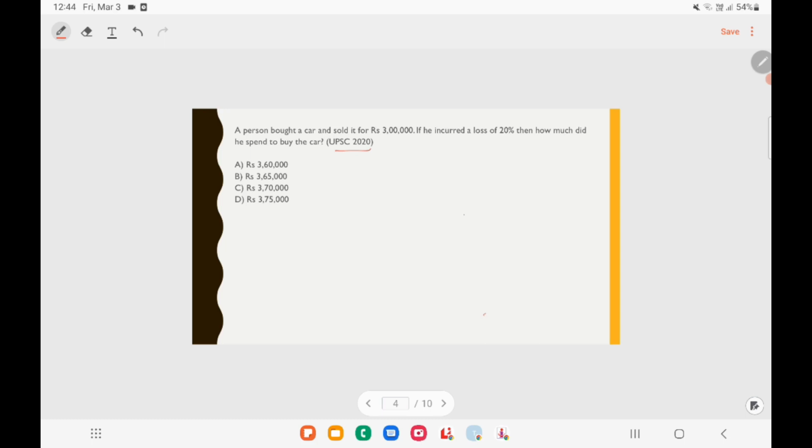A person bought a car and sold it for 3 lakh. That means here selling price is 3 lakh. If he incurred a loss of 20%, so his loss is 20%, then how much did he spend to buy the car? Now here we know that loss percentage is equal to loss divided by cost price into 100. Loss means it will be equal to cost price minus selling price, because if you are having a loss, it means that your cost was more than your selling price, right? So this is the formula. We know what is loss percentage, we know what is selling price. We have to find the cost price of the car.